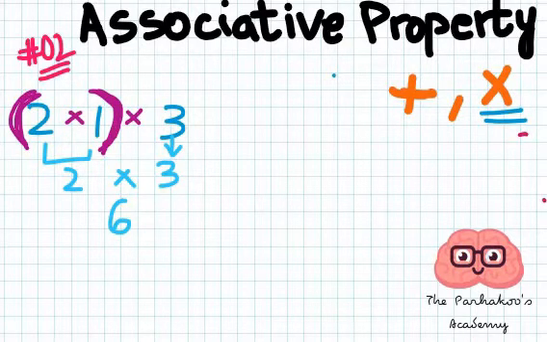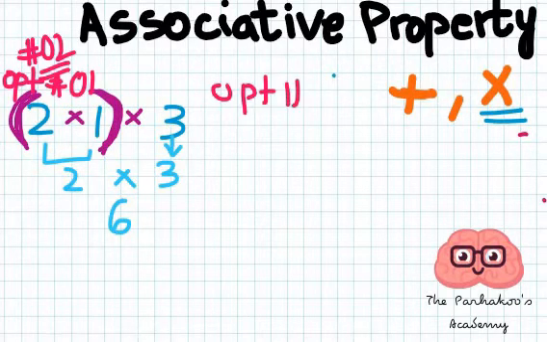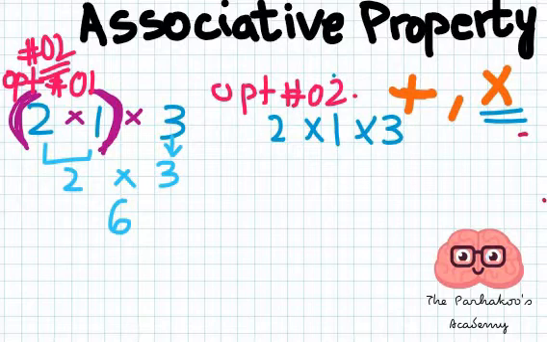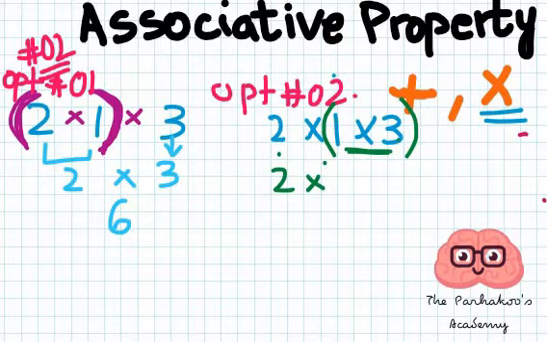So this was option number 1. Option 2 is we have again the same numbers, and instead of the first two, we are grouping the last two. So 2 into 3 into 1 is 3, so it makes 3 into 6.